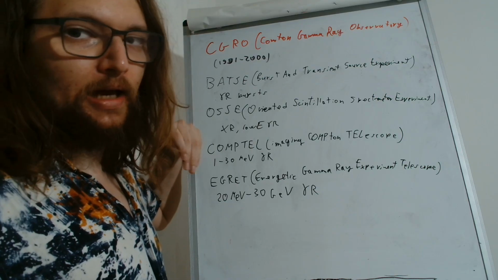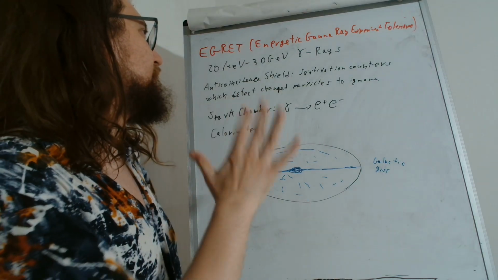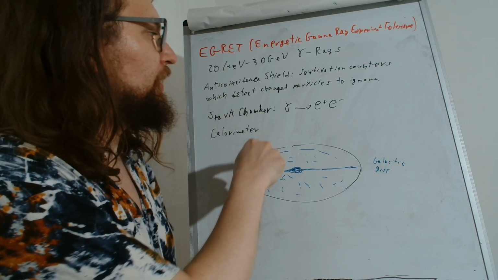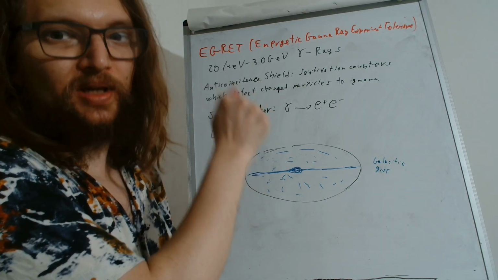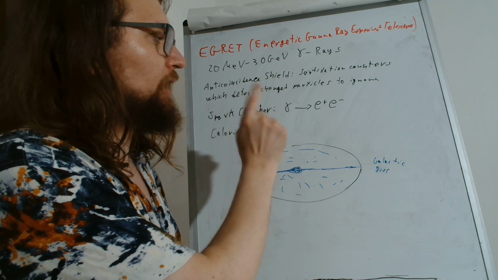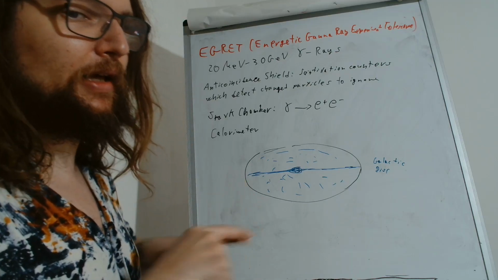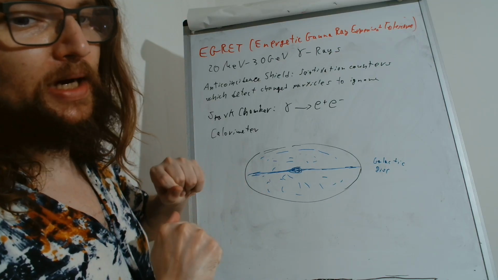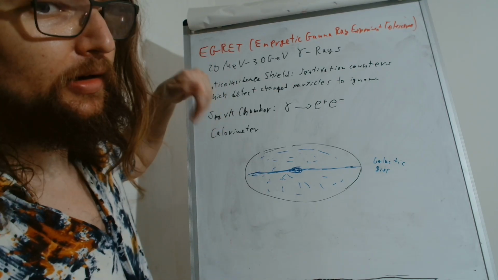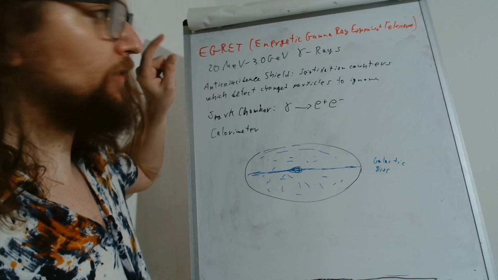And let's start with EGRET, the Energetic Gamma Ray Experiment Telescope, which could detect gamma rays with energies from 20 megaelectron volts to 30 gigaelectron volts. It did it with a spark chamber. At these energies, the dominant process is pair production, a gamma converting into an electron-positron pair near a nucleus. So when the gamma ray enters the chamber, it produces an electron-positron pair, which is detected by the chamber, and the direction is reconstructed, and this pair is then absorbed by a calorimeter. So also the energy of the gamma ray is reconstructed.